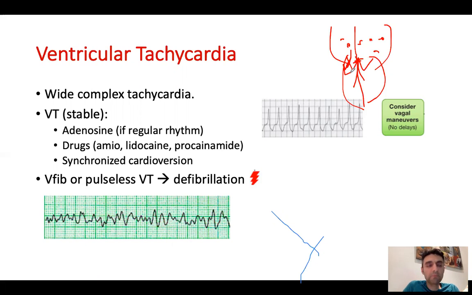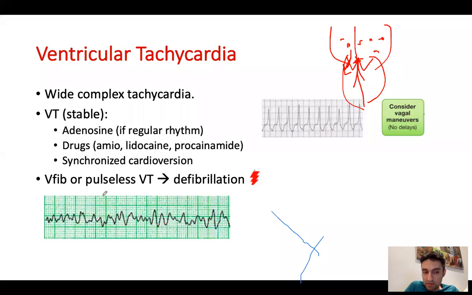Make sense, guys? We'll give amio, Dr. Muhammad. Well, yeah, in that case you can give procainamide or amio. Okay. We don't have procainamide here, so you should give amio or cardiovert. Again, if VT is stable and regular, you can give adenosine, and then you give drugs, of course, or you do synchronized cardioversion. Okay.